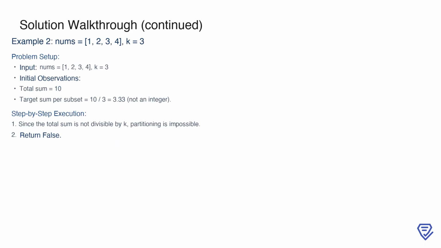In this next example, the array nums is 1, 2, 3, 4, and we're tasked with partitioning it into 3 subsets. The total sum of the array is 10, and dividing this by 3 gives us approximately 3.33, which is not an integer. Since the target sum for each subset must be an integer, it is immediately clear that partitioning the array into equal sum subsets is impossible. Therefore, we return false. For the final example, the array nums is 2, 2, 2, 2, 3, 4, and we are asked to partition it into 4 subsets.